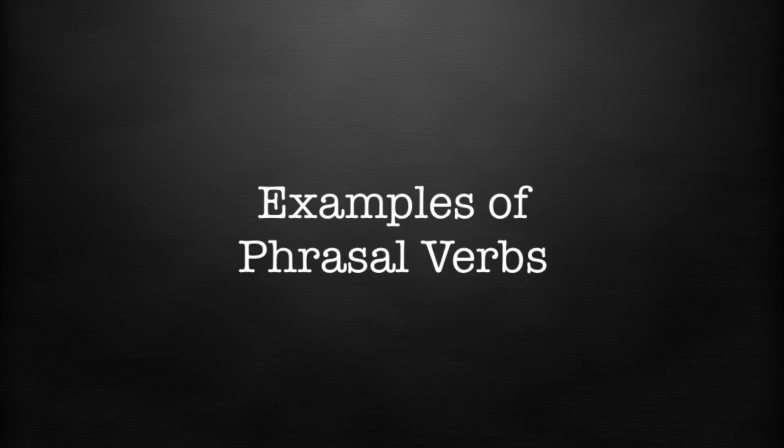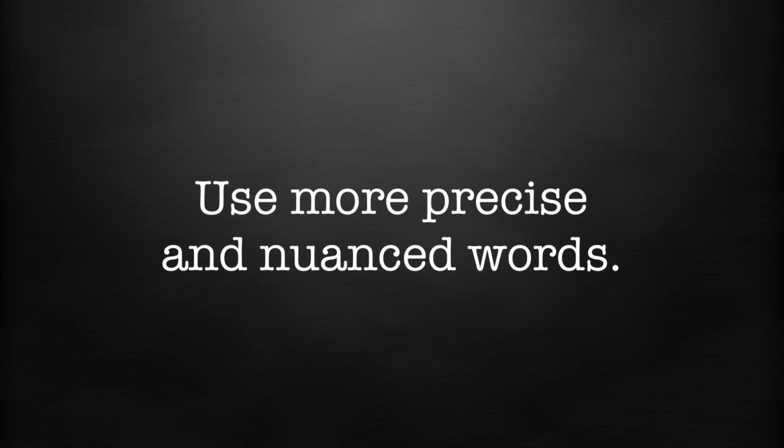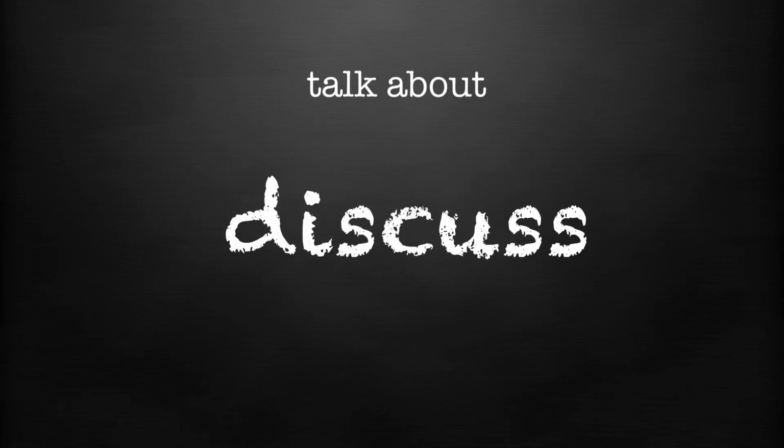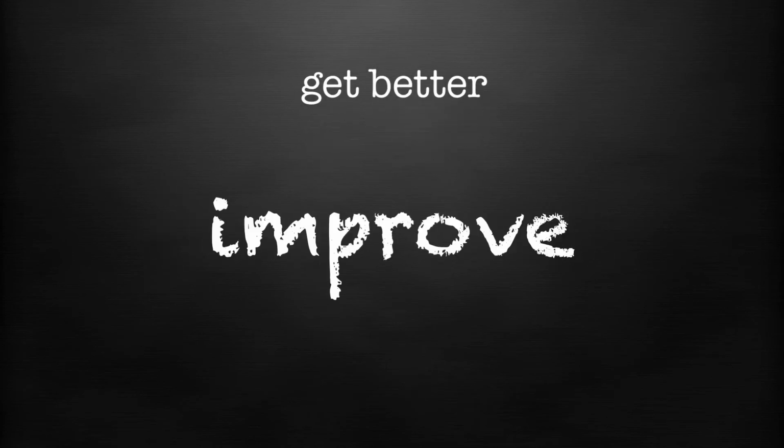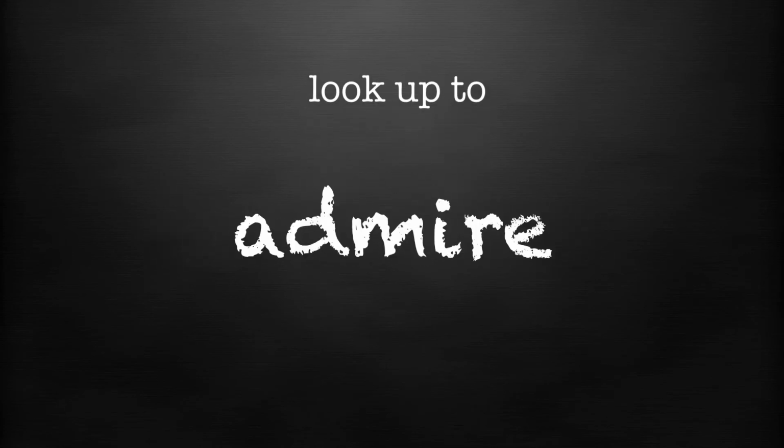Just like contractions, phrasal verbs take away or remove the academic tone of your writing. Examples of phrasal verbs are talk about, go down, get better, bring up, look up to. Instead of using these phrasal verbs, use more precise words such as discuss, decrease, improve, raise, admire. It is important to note that using these more precise and nuanced words reflects your wide vocabulary.